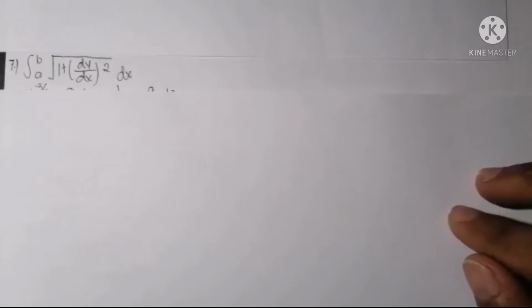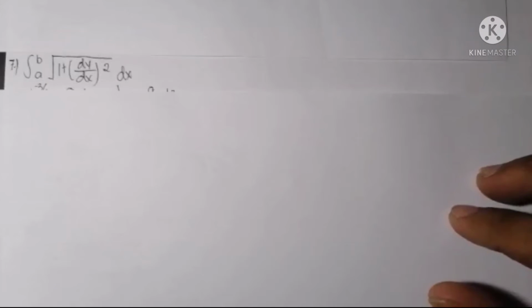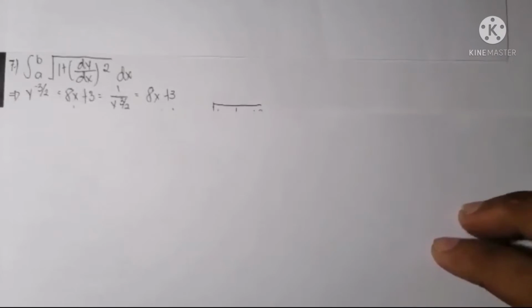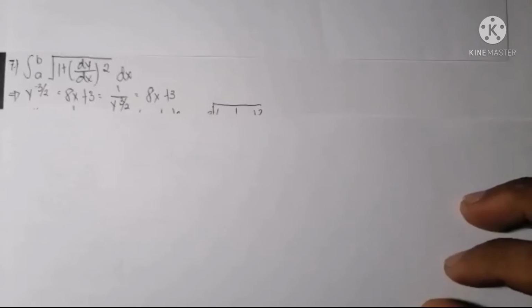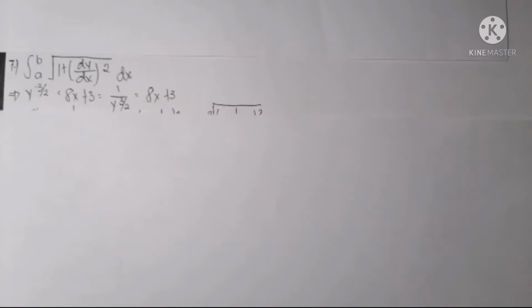Item number 7. The integral of square root of 1 plus dy all over dx squared dx, a is to be. Y now is raised to negative 3 half is equal to 8x plus 3, is equal to 1 all over y raised to 3 half is equal to 8x plus 3.